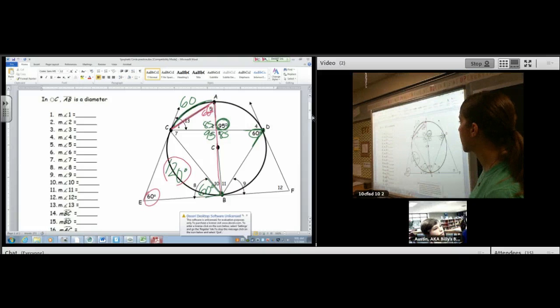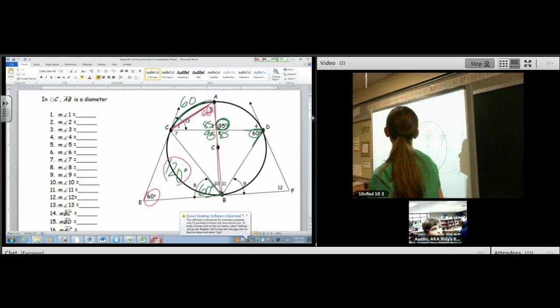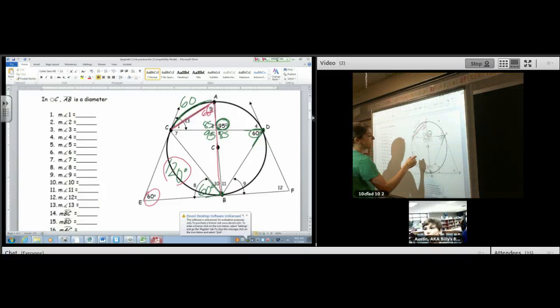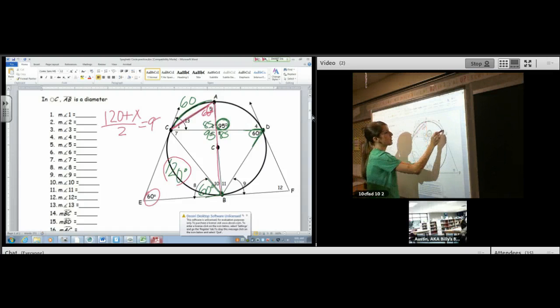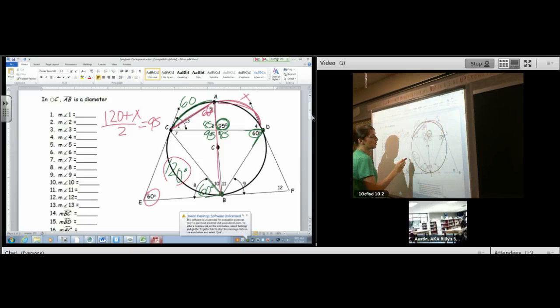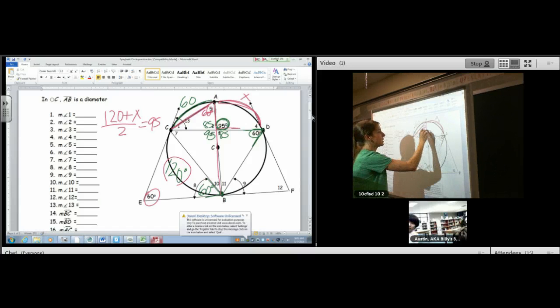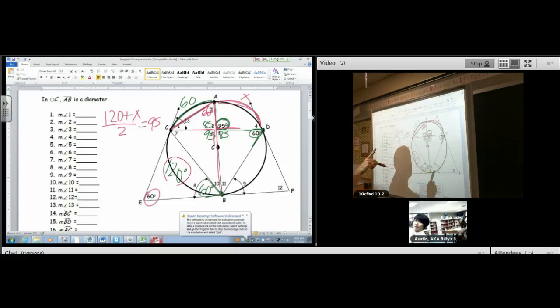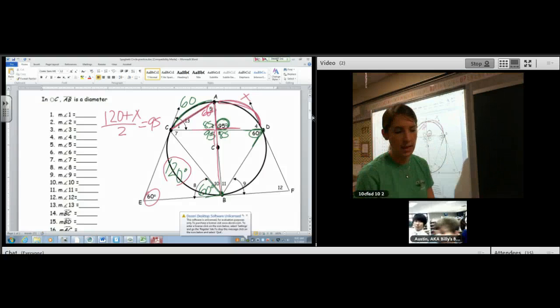So now we need to find the other two arcs, because without them we're kind of stuck. I would actually use the 95 and the 120. I would add my arcs and divide by 2 to get my middle angle. I'm looking for this arc right here. So 120 plus x, divided by 2, gets me 95, because 95 is opening up to 120 and to that missing arc.